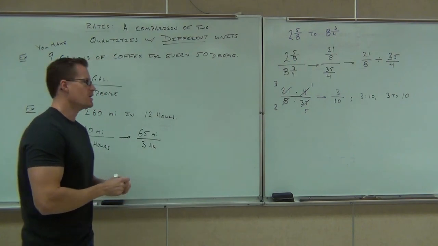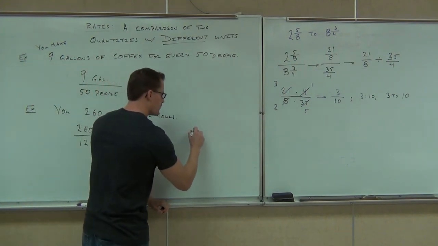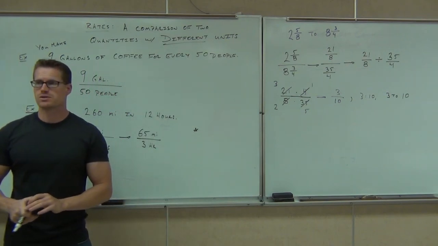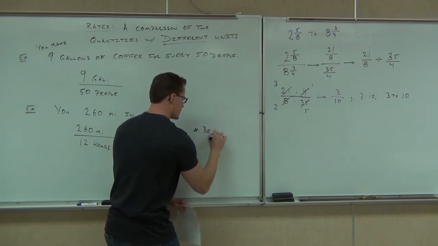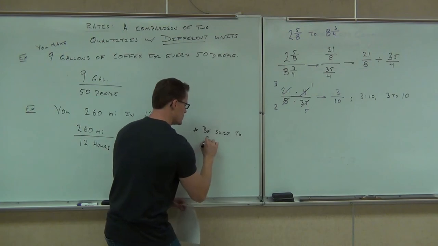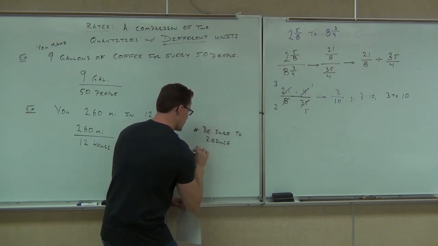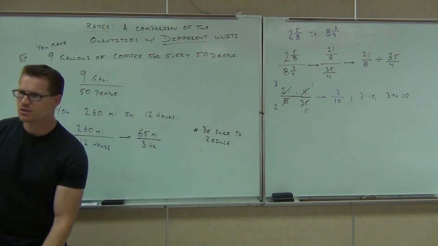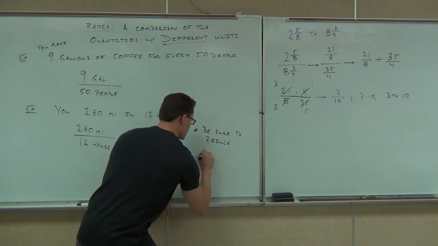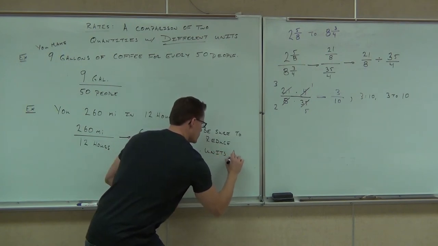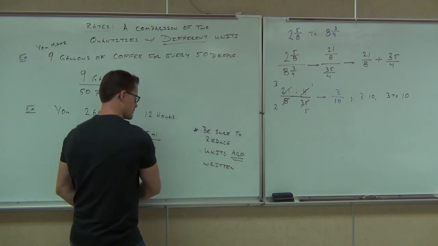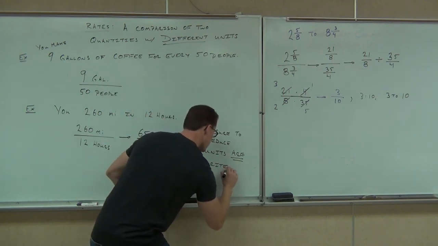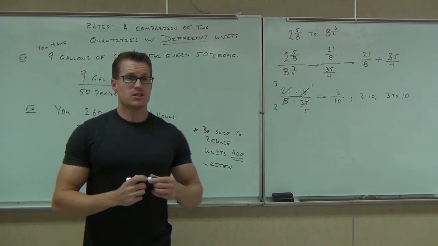Now, we don't really say that. We say a unit rate most of the time. We'll start that next time. The last thing I want you to write down, though: you need to write down that these things can still be reduced. So be sure to reduce. And also, you absolutely must write the units when you're talking about rates. You have to. Units are written.